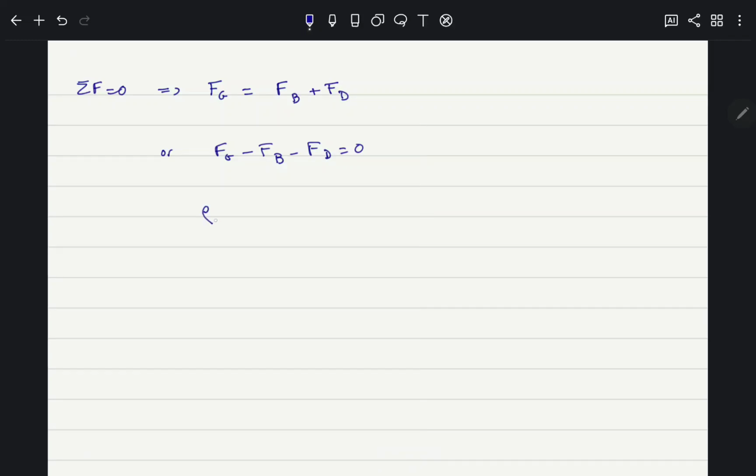So it's going to give you rho_p g Vp, that's for the gravity force, minus rho_f g Vp, minus Cd Ap times 1/2 rho_f Up average squared, equals 0.